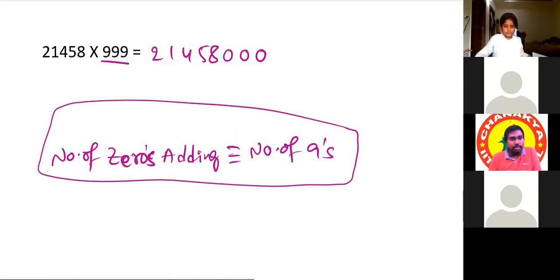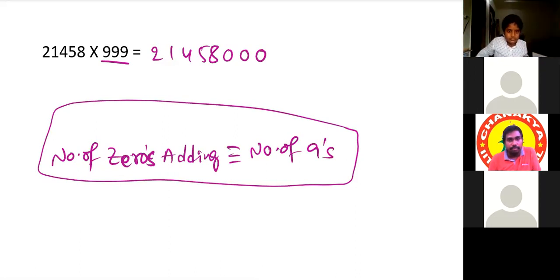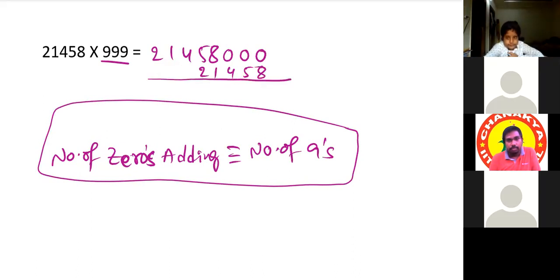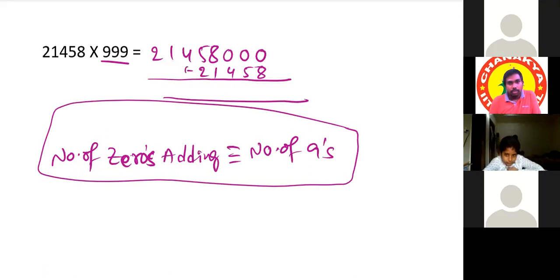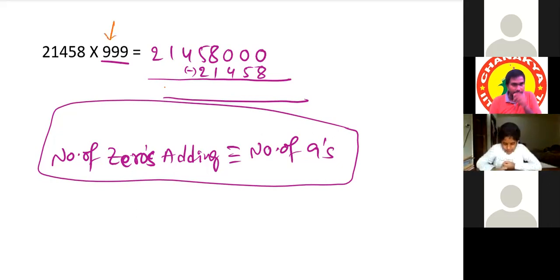Now subtract the same number: 2, 1, 4, 5, 8. So we'll go from left to right. You can do it left to right or right to left, it is okay. All from 9 and the last from 10. Here, in this type of question, everywhere you can apply. Remember, this is also one of the applications of Nikhilam Sutra.